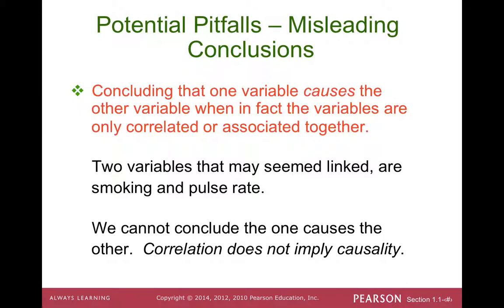Okay, some common misconclusions or misleading conclusions. The most common one has to do with that one thing causes another. If two things are related, that does not necessarily mean that one causes the other. So causation is a difficult concept to discuss. It's very difficult to prove that one thing actually causes another.